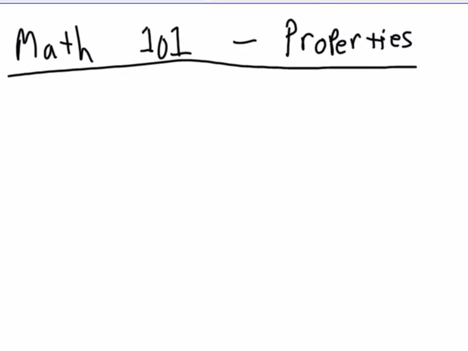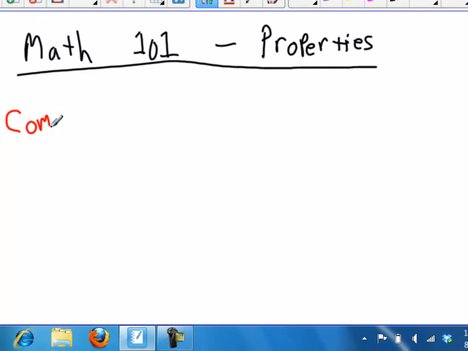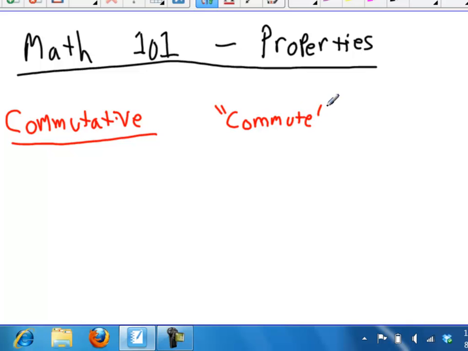So let's look at one property called the commutative property. So this is called the commutative property. We think of it as commute, like commuting to work. So that means it can move, right? Commuting to work is your drive to work.